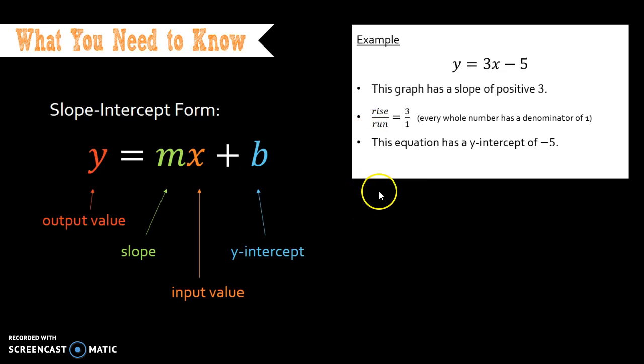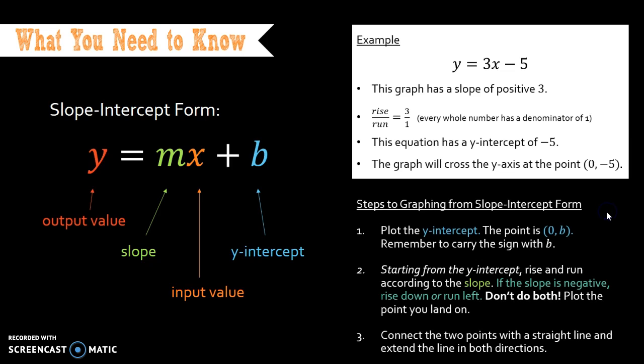This equation is going to have a y-intercept of negative 5 because we have a minus 5 at the end of our equation. That means the graph will cross the y-axis at the point (0, -5). When x takes on a value of 0, and you could try that by putting in a 0 right here for x, you'll get y = -5.